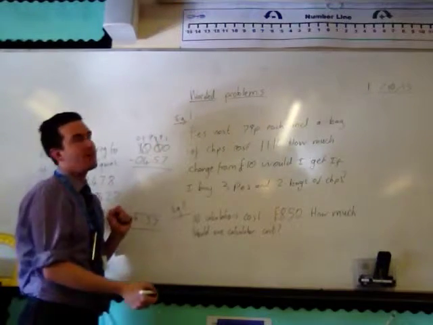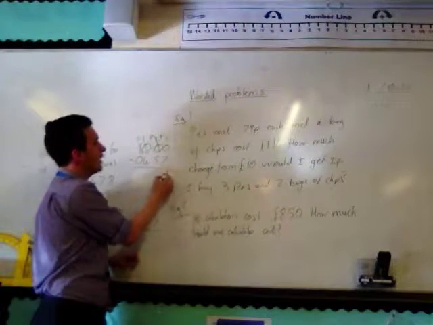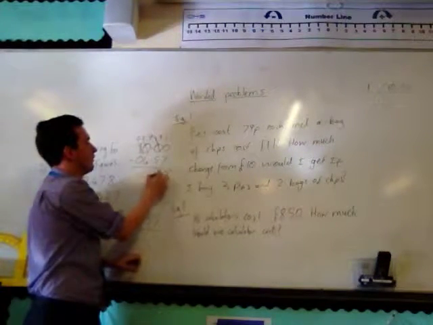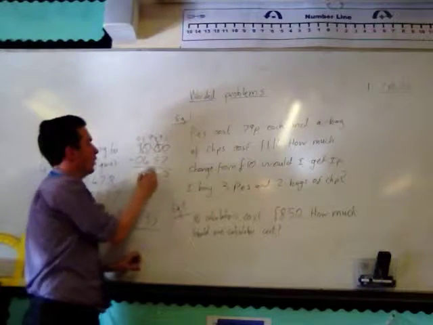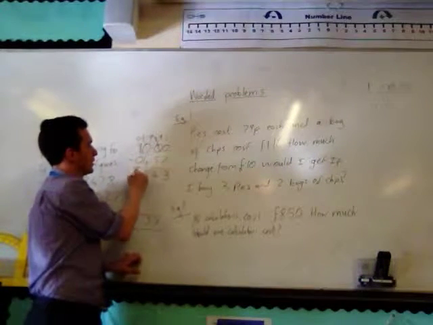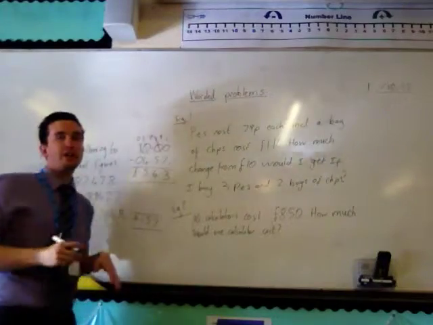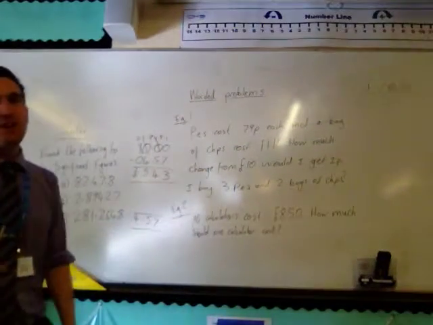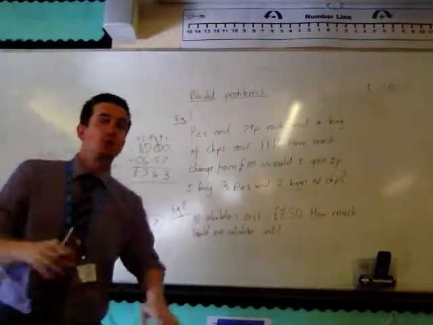10 take away 7, 3. 9 take away 5, 4. And 9 take away 4 is 5. And we don't need to worry about 0 take away 0. So the change that I'm expecting is £5.43. That's the question done, alright?